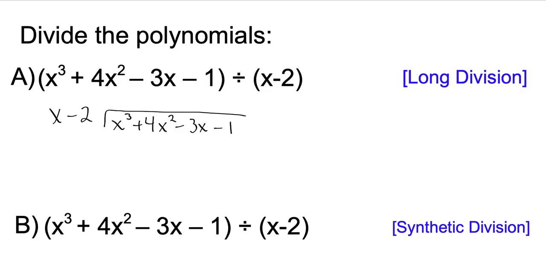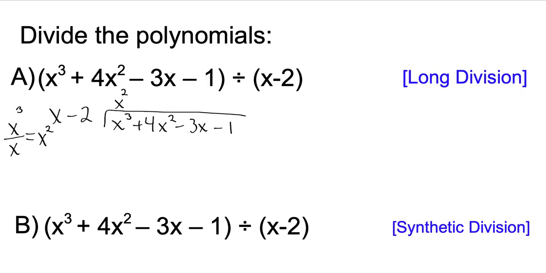So then we divide the front two terms. So we have x to the third over x. We check those out first, and that's how we get our number up top. X to the third over x, that is x squared. That's the number that goes up here. And remember what we do with that.